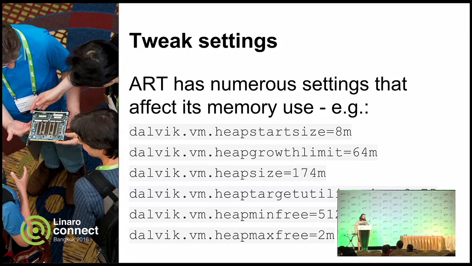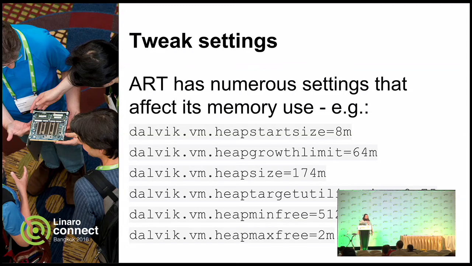Next thing was tweaking settings. For example, ART has a lot of settings that affect its memory use. Heap start size tells it how much heap to allocate on startup. Heap growth limit tells it how big the heap can grow. Heap size is the standard size. Target utilization allows adjusting how much memory it keeps reserved for the process without trying to use GC to throw away stuff.